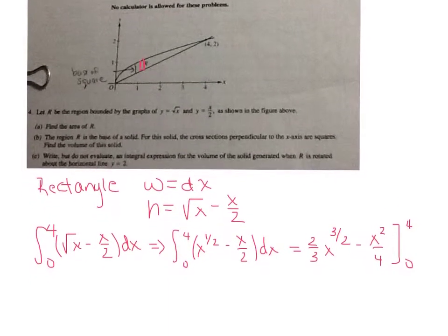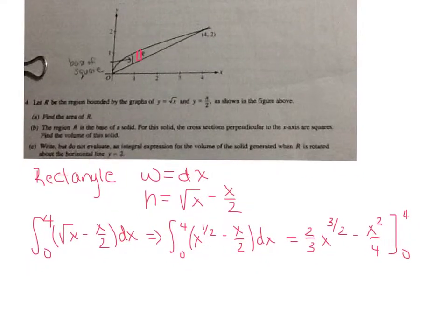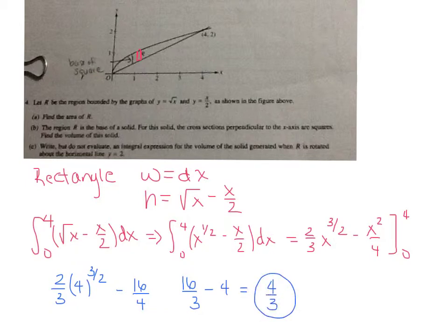So we're going to plug in 4 and you get 2/3 times 4 to the 3/2 minus 16 over 4. And when you do 4 to the 3/2, you should square root first. That gives you 2. 2 cubed is 8. So we have 8 times 2, which is 16 over 3, minus 4, which is a total of 4/3 area.